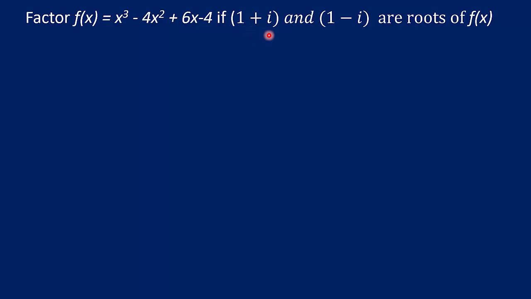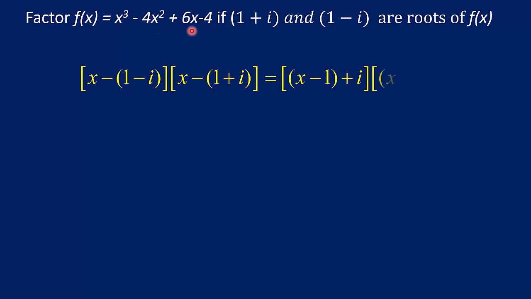1 plus i is a root, then x minus 1 plus i is a factor. So this right here is a factor of this polynomial. And x minus 1 minus i, see, 1 minus i is a root, then this is a factor. So this means that if we multiply these two together, they will divide evenly into this f of x. And by doing this, we'll find another factor.